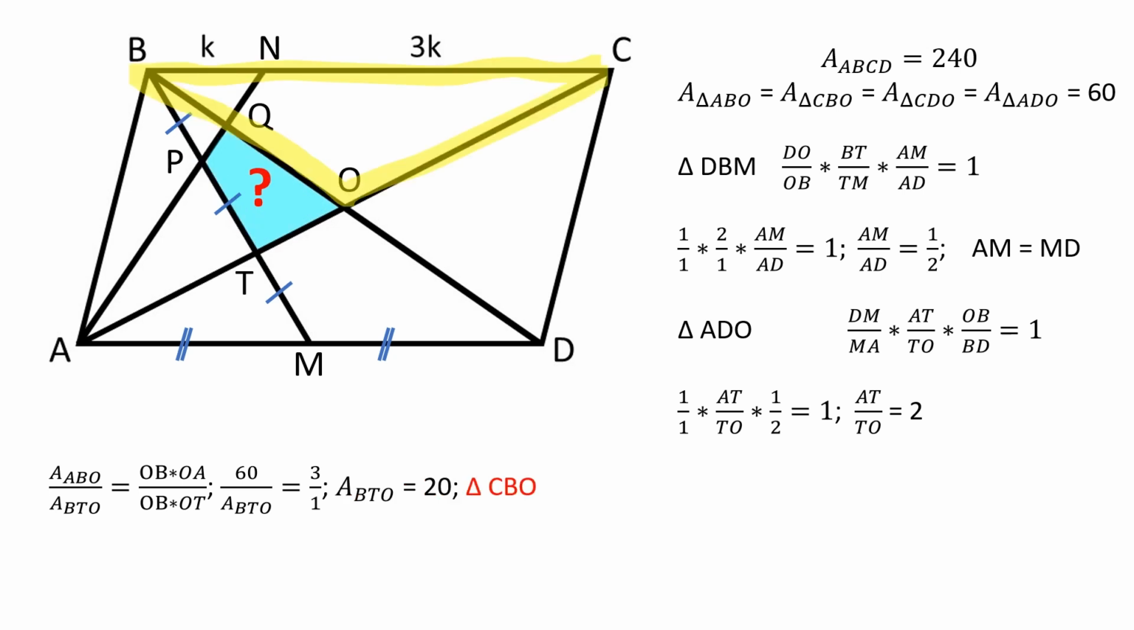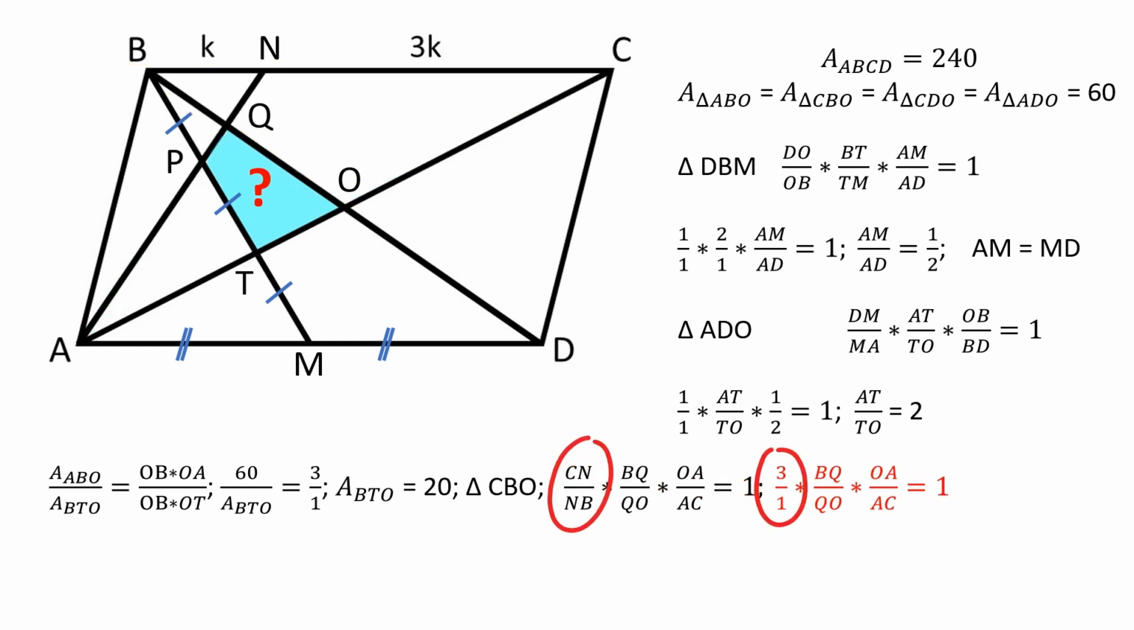Let's review the triangle CBO. By the Menelaus theorem, the product of these three ratios is equal to 1. The ratio of CN over NB is equal to 3 over 1, and the ratio of OA over AC is equal to 1 over 2. Therefore, the ratio of BQ over QO is equal to 2 over 3.